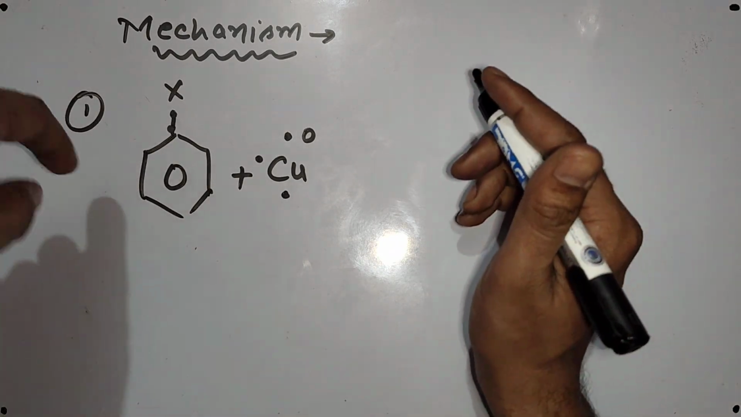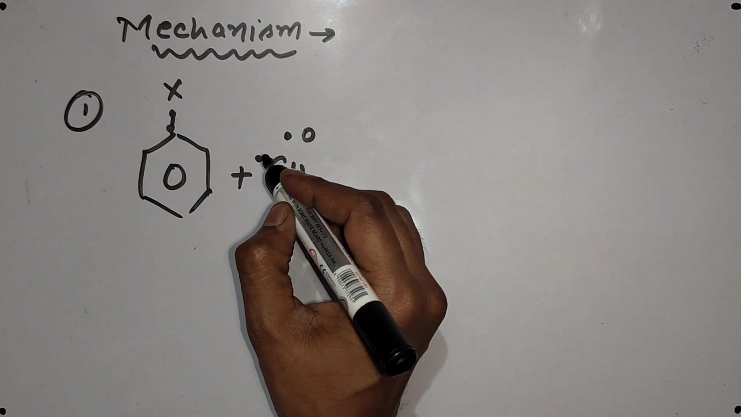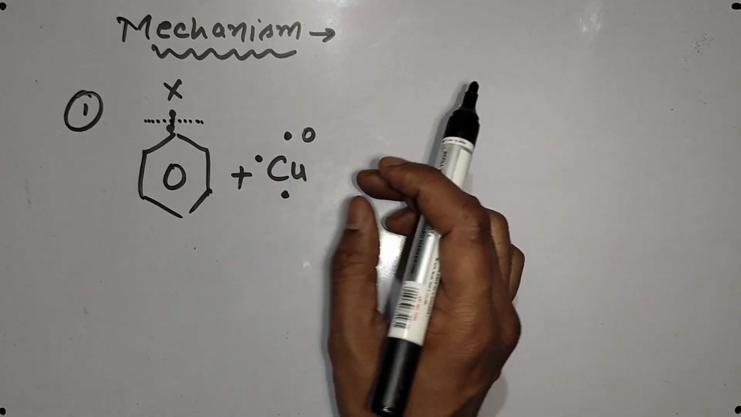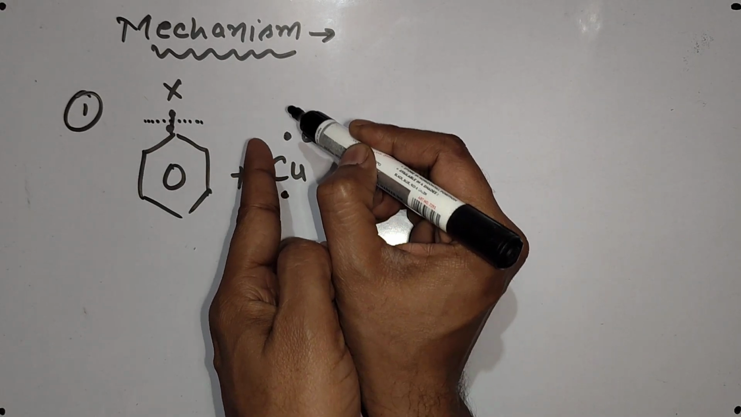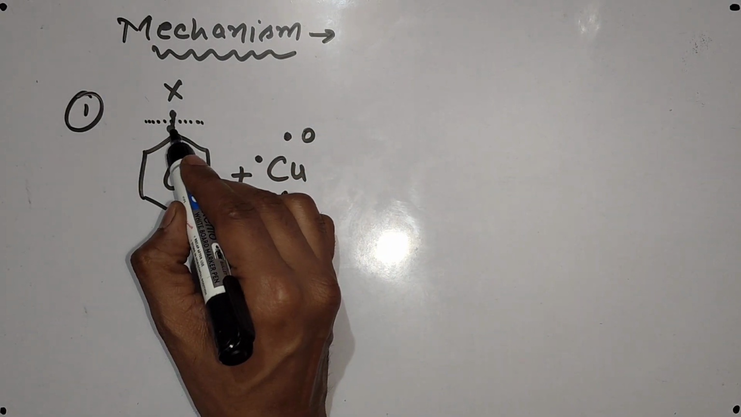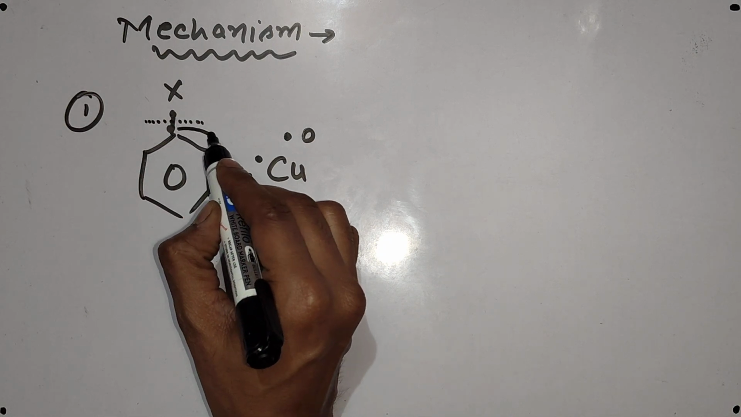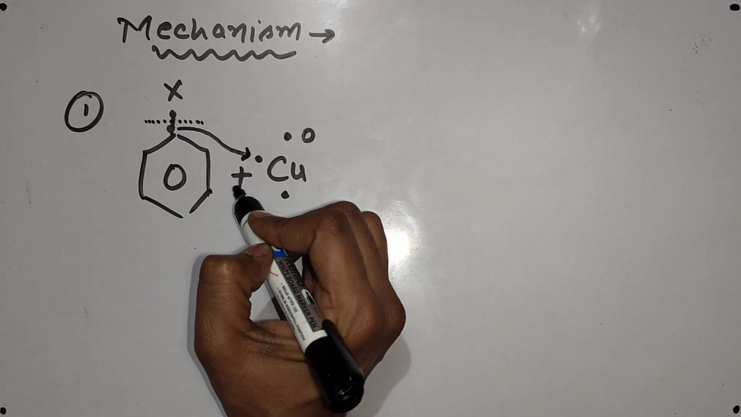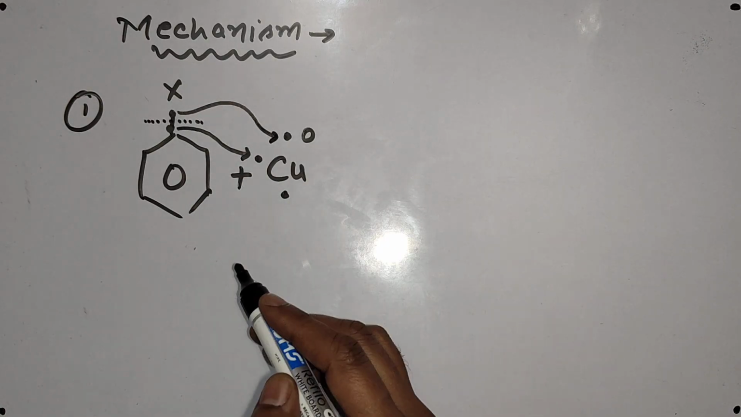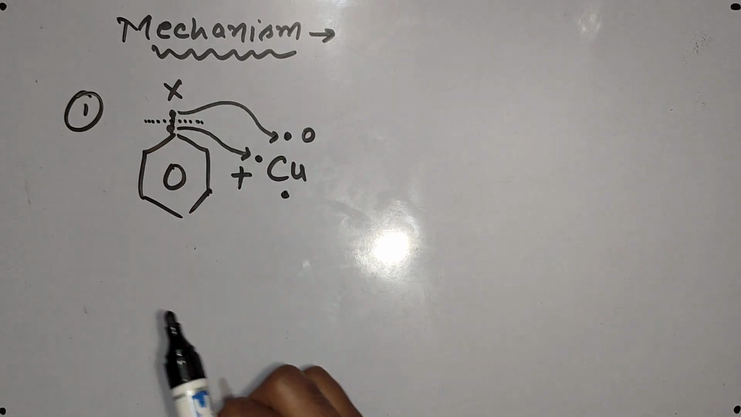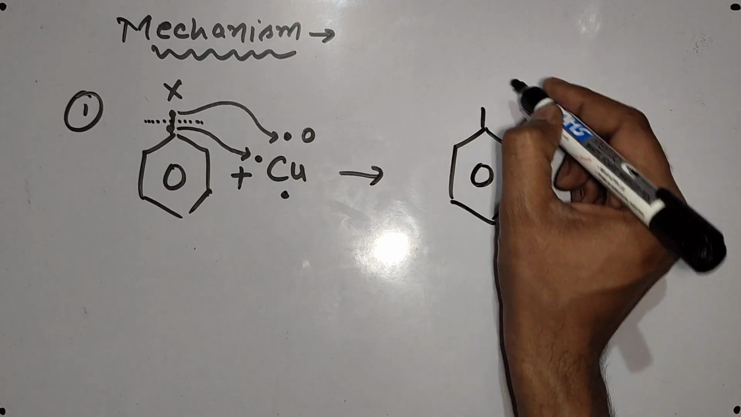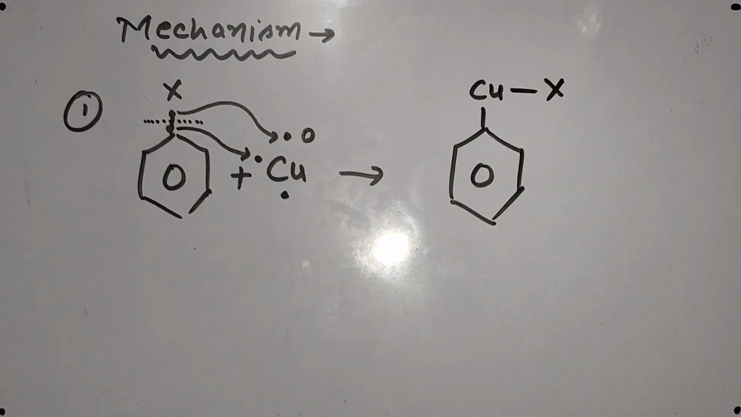Now, in this step, what is copper doing? Copper is inserting itself between carbon and X, meaning the copper atom will fix itself between carbon and X. How? This electron of carbon will make a covalent bond with this unpaired electron of copper. This unpaired electron of X will make a covalent bond with this unpaired electron of copper, and copper will be fitted between X and carbon. So the compound generated will be this, CuX.